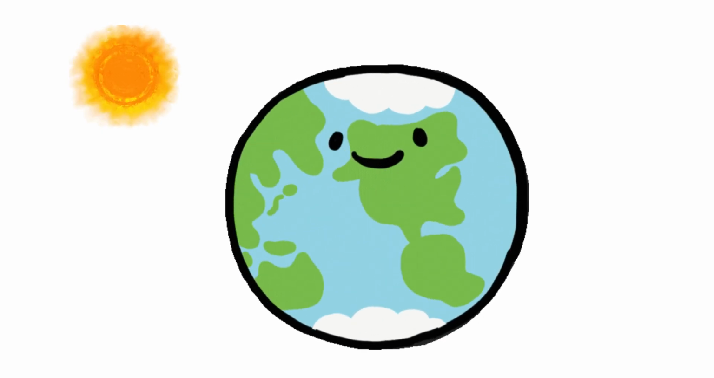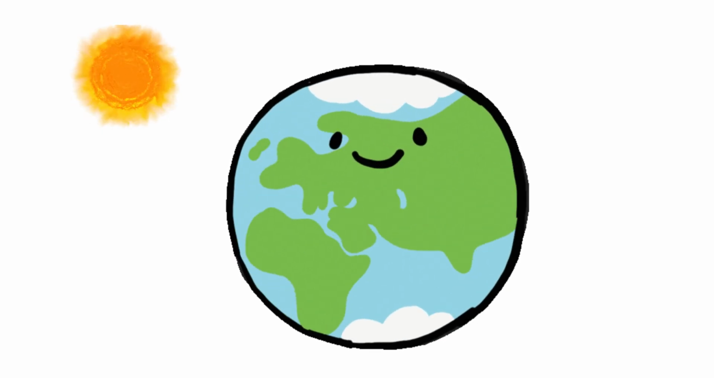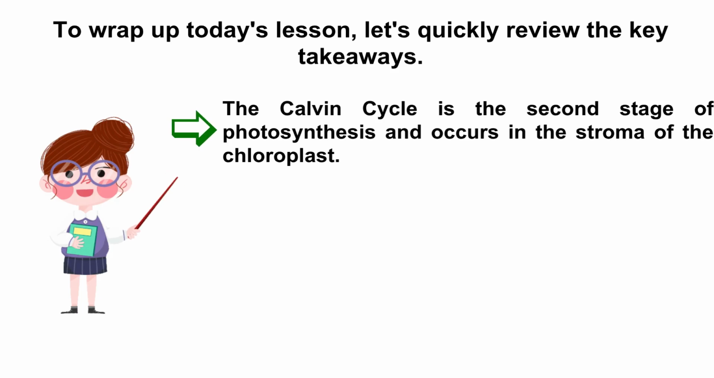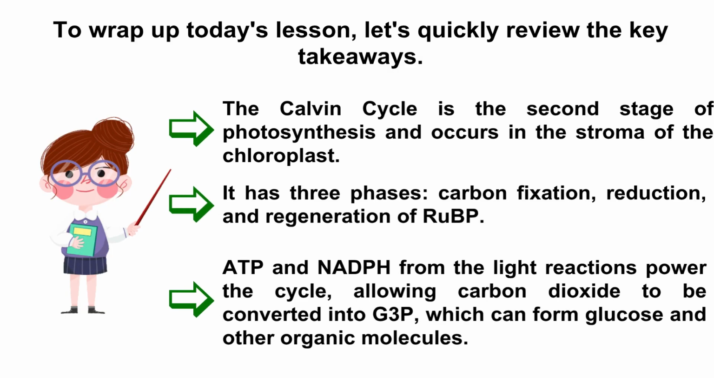To wrap up today's lesson, let's quickly review the key takeaways. The Calvin cycle is the second stage of photosynthesis and occurs in the stroma of the chloroplast. It has three phases: phase 1, carbon fixation; phase 2, reduction; and phase 3, regeneration of RuBP, for the cycle to continue again. ATP and NADPH from the light reactions power the cycle, allowing carbon dioxide to be converted into G3P, which can form glucose and other organic molecules.